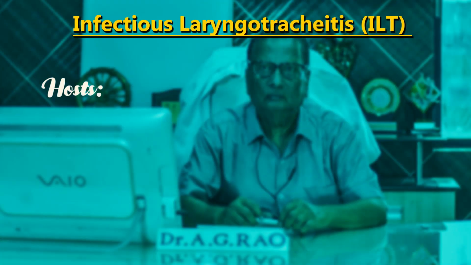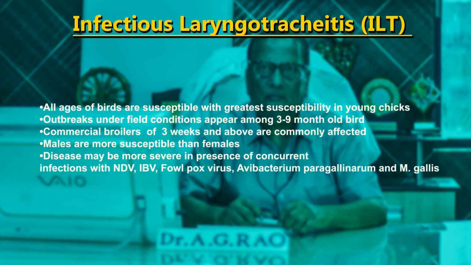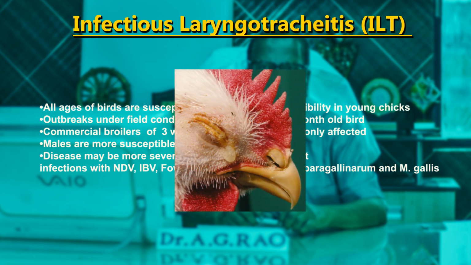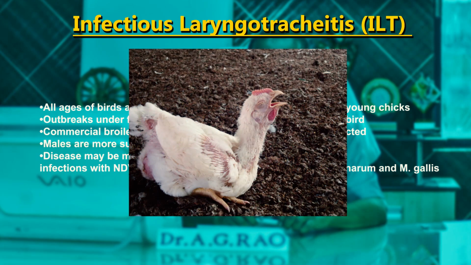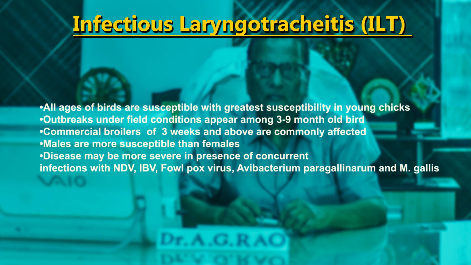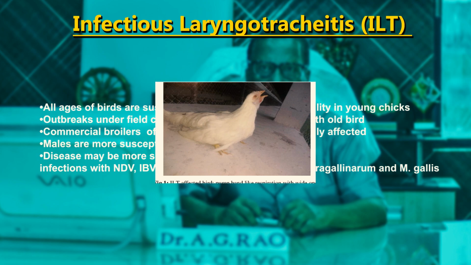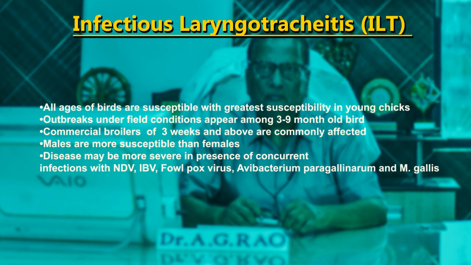The disease particularly affects adult birds, and also at present the disease is more common in commercial broilers, particularly the 3 to 6 weeks age group birds, and males are more susceptible than females, and the disease is more severe, particularly when it is mixed with other respiratory diseases like Newcastle disease, IB infectious bronchitis virus, Mycoplasma gallisepticum, fowlpox virus, and also Haemophilus paragallinarum infectious coryza. The disease condition is very severe.